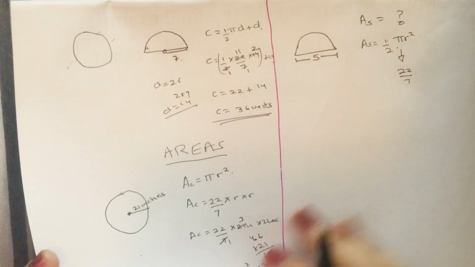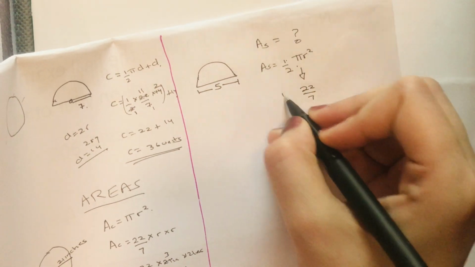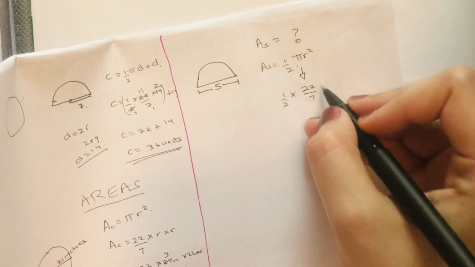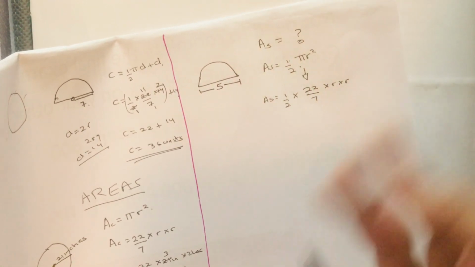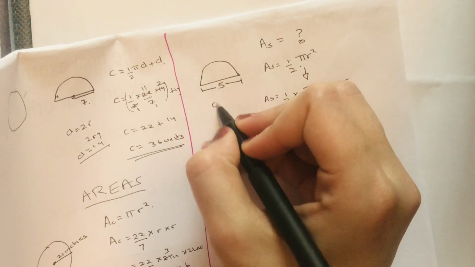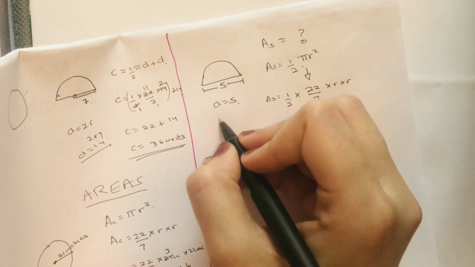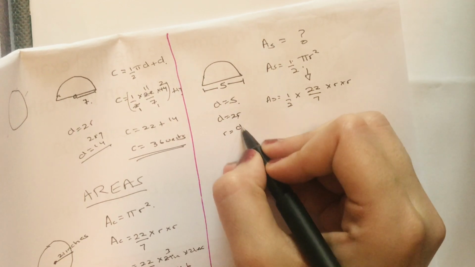So you've substituted pi with 22/7. The half remains right there. And then you have times r. But we don't have r, do we? Oh yes, we do have the diameter. So diameter is equal to 5. Diameter is equal to 2r. R is equal to d/2.